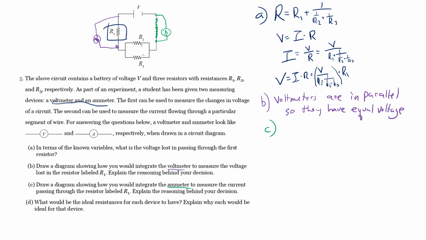I'm kind of out of room. All right, why would you put it there? Ammeters are in series. Why are they in series? So they have equal current. All right, for part D. What would be the ideal resistances for each one? Explain why each would be ideal for that device.